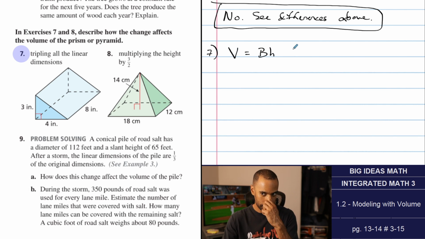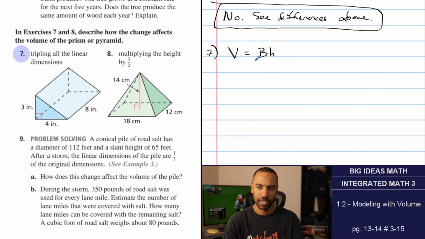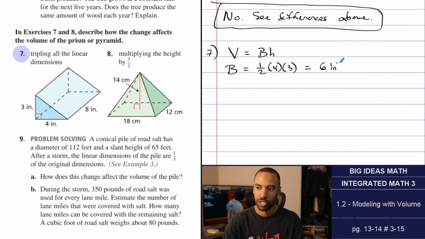Now the area of the base, the base itself is established based on being the non-rectangular thing. In this case, it'll be the triangle. So the area of the base for number 7 is going to be the triangle that we're talking about. 1/2 of its base, 4, times height, 3. That'll be 6 square inches of base area. Whereas the height of the prism itself is 8.